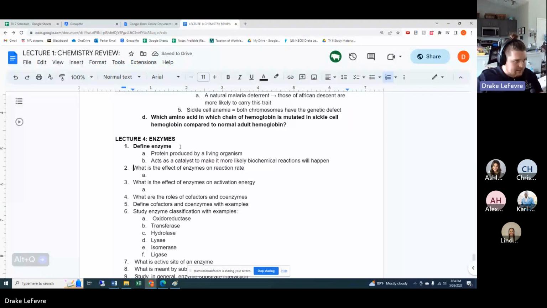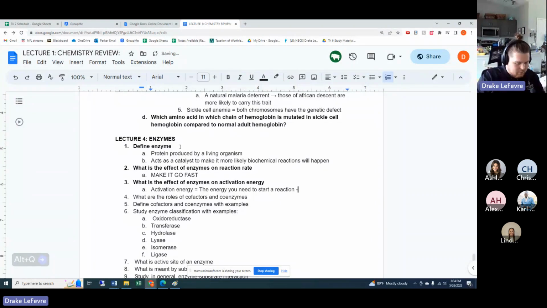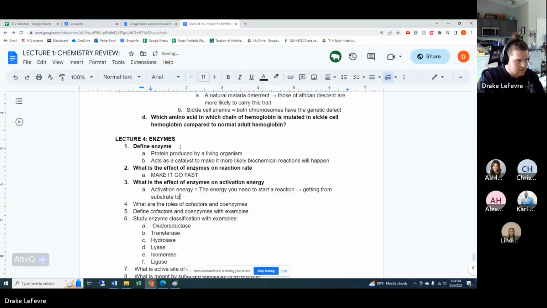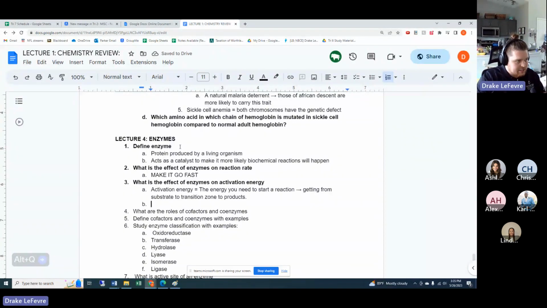So what is the effect of enzymes on reaction rate? Go fast. What is the effect of enzymes on activation energy? Who can define activation energy for me? It's the energy you need to be able to start a reaction. Start a reaction, nice. We'll talk about getting from substrate to transition zone to products. The effect of enzymes on activation energy, it decreases.